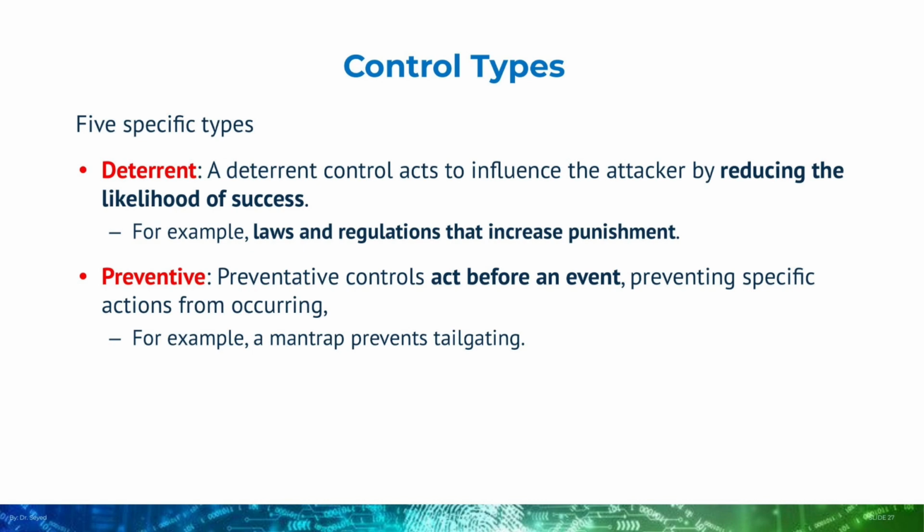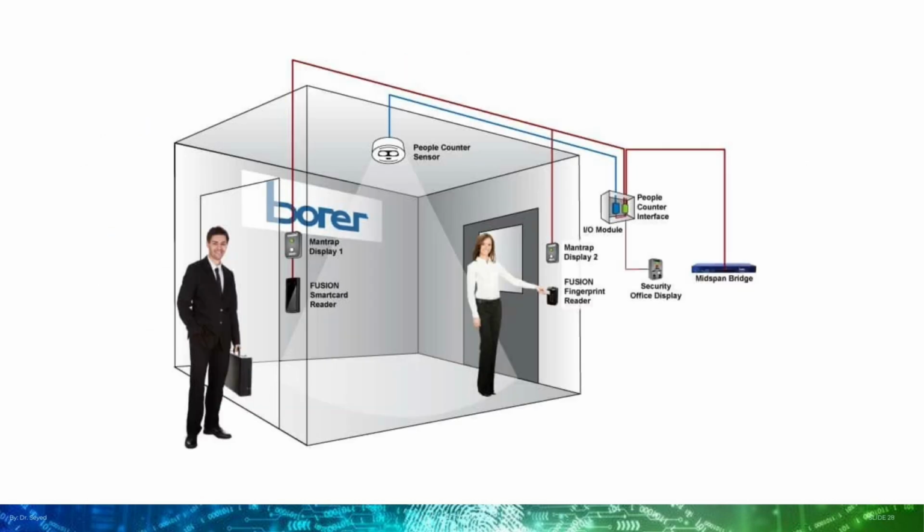Deterrent controls act to influence the attacker's motivation, reducing the likelihood they even try. Think of strict laws that increase punishment. Preventive controls act before an event to stop specific actions from occurring. A great example is a man-trap, that dual-door system that prevents tailgating. Here's a quick visual or thought to illustrate a man-trap and how it prevents tailgating.